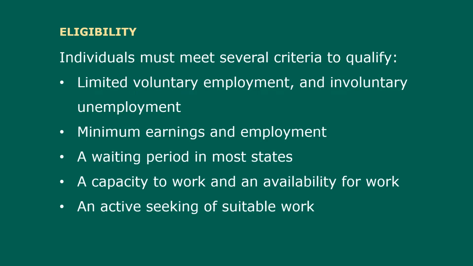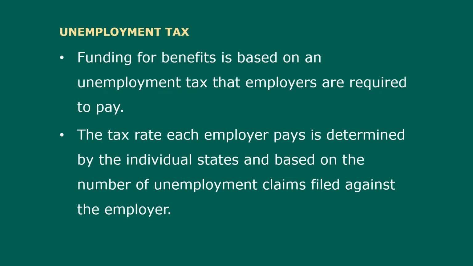Individuals must meet several criteria to qualify for unemployment benefits, including limited voluntary employment and involuntary unemployment, minimum earnings and employment requirements, a waiting period in most states, a capacity to work and an availability for work, and an active seeking of substantial work. Funding for benefits is based on an unemployment tax that employers are required to pay. The tax rate each employer pays is determined by the individual states and based on the number of unemployment claims filed against the employer.